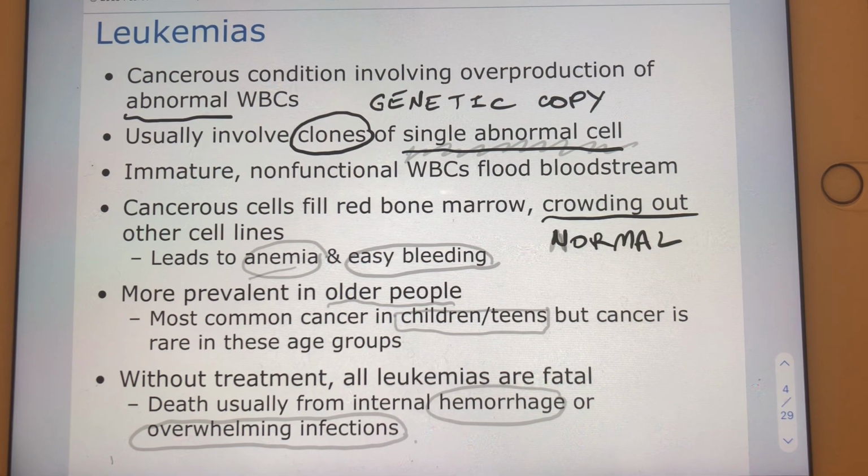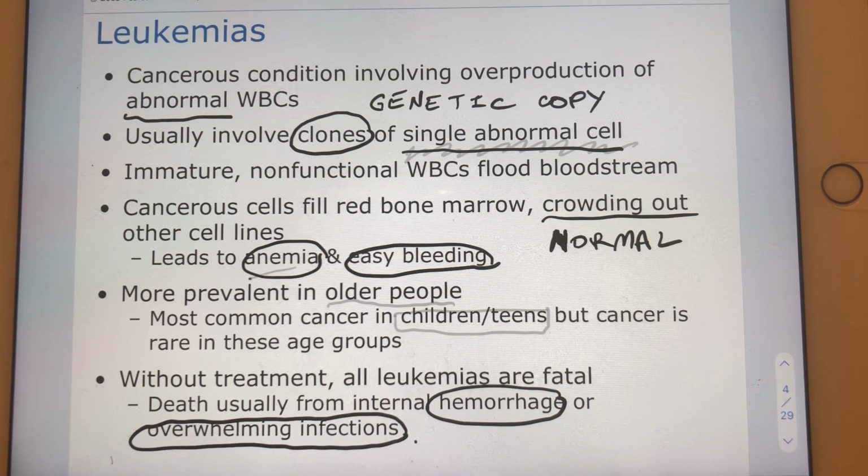All right. And often this leads to anemia, makes us more prone to blood loss, aka hemorrhage internally, and obviously more prone to persistent infections because we don't have normal white blood cells to deal with infections.